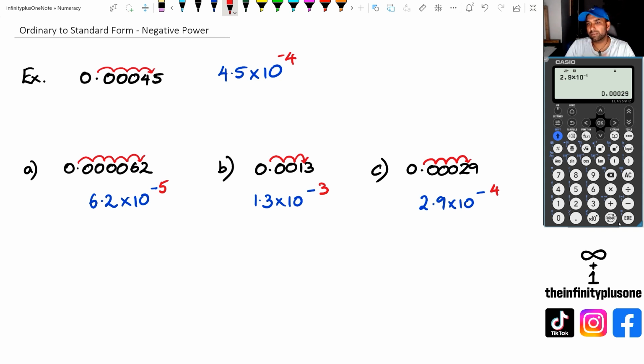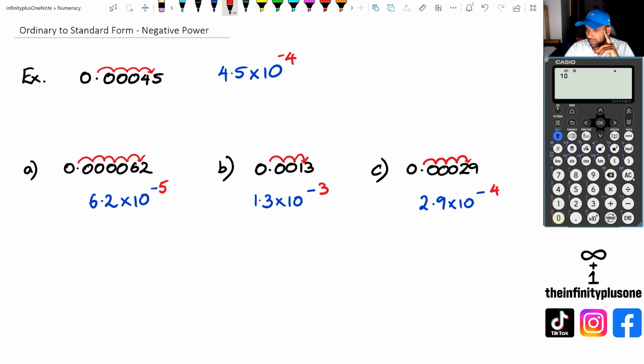Just like before, in the previous video we were looking at positive powers, so you're moving to the left. And when it's negative, you're moving to the right. Now, think about it like this. Anytime you have 10 to the power of a positive number, you're going to get 10, 100, 1,000, and the numbers are going to get really, really big. But if you have 10 to the power of a negative, then the numbers are going to get really, really small. So think about 10 to the power of negative 5.